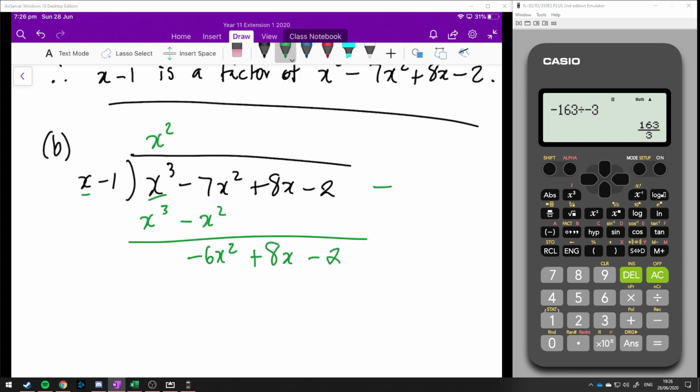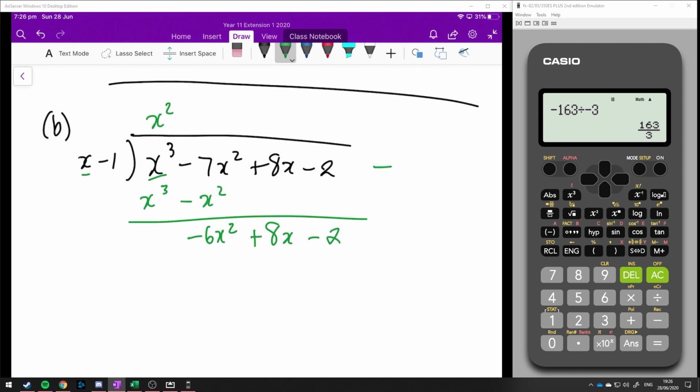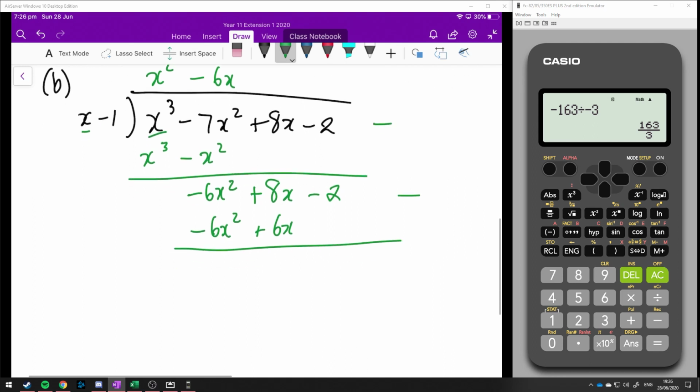Okay, now we do the same thing. So minus 6x squared divided by x is equal to minus 6x. Minus 6x times x is minus 6x squared. Minus 6x times negative 1 is plus 6x, okay? And then we're going to subtract these two as well. So 0, 8x minus 6x is 2x, and then the minus 2 comes out like this.